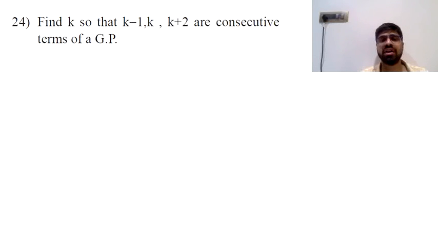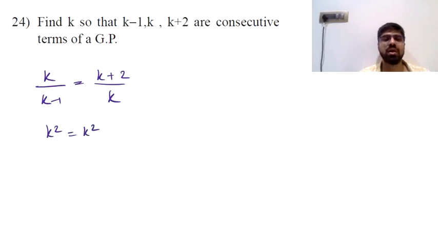And with that, we go ahead with the 24th one. You have to find k so that the given numbers are consecutive terms of a GP. If these are consecutive terms of a GP, we can say that k upon k minus 1 will be equal to k plus 2 upon k. Simple. So take that k here, you get a k square, equal to take that k minus 1 here, so you get k plus 2 into k minus 1. That will be k square plus k minus 2. k square gets cancelled, and you have k minus 2 equal to 0. So k will be equal to 2, and yeah, that's the final answer for your 24th question.